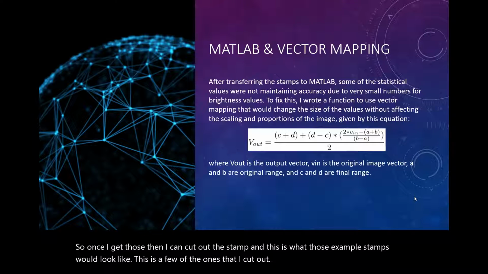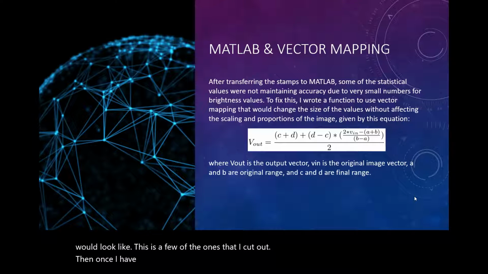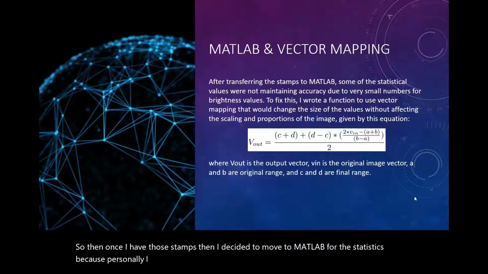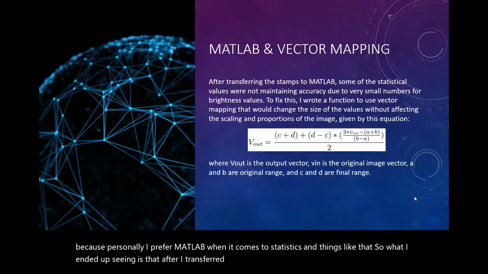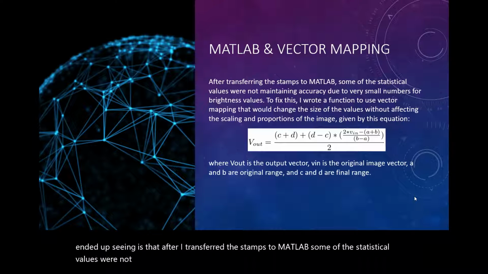So then once I have those stamps, I decided to move to MATLAB for the statistics, because personally I prefer MATLAB when it comes to statistics and things like that. So what I ended up seeing is that after I transferred the stamps to MATLAB, some of the statistical values were not maintaining accuracy due to very small numbers for their brightness values, which was a problem.